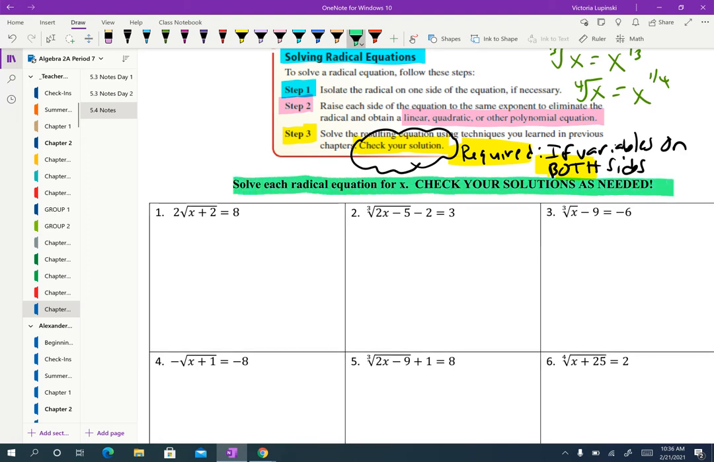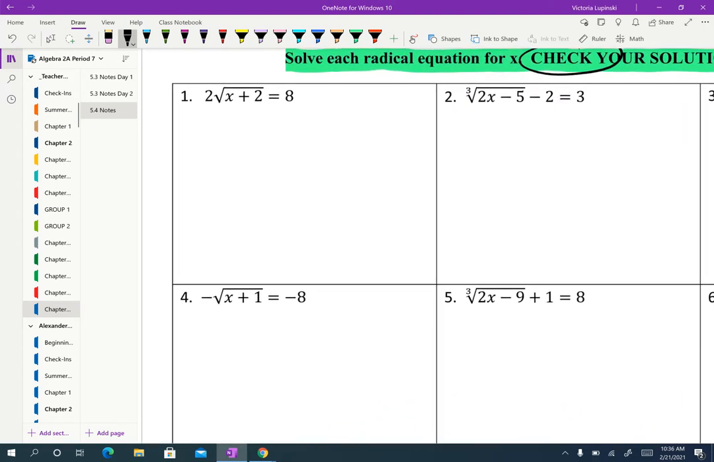We're going to go ahead and solve each equation for x, and then again, check your solutions as needed. So I will point out the ones that you're required to check, but along the way, it never hurts to check if you have a free moment. So let's take a look here at number 1.